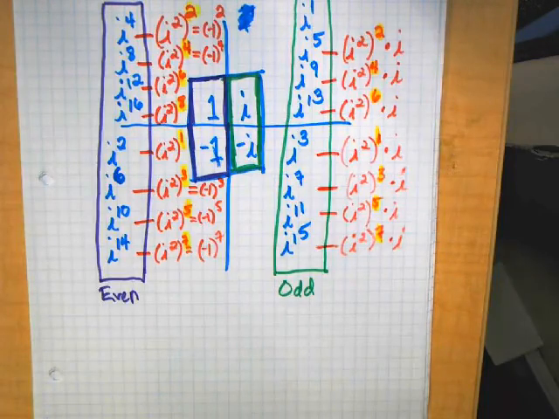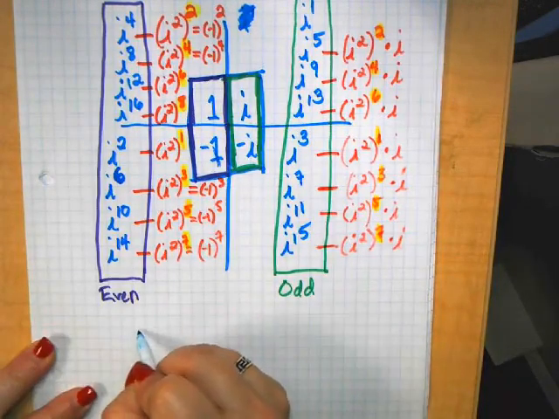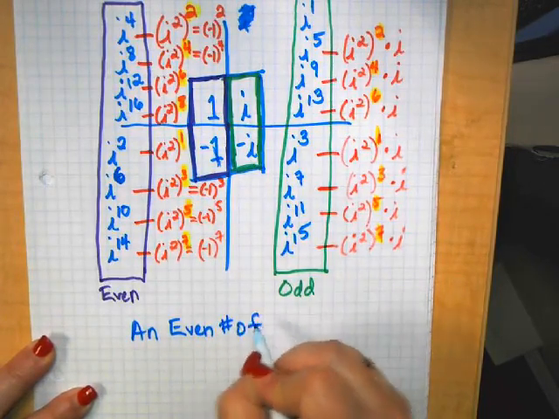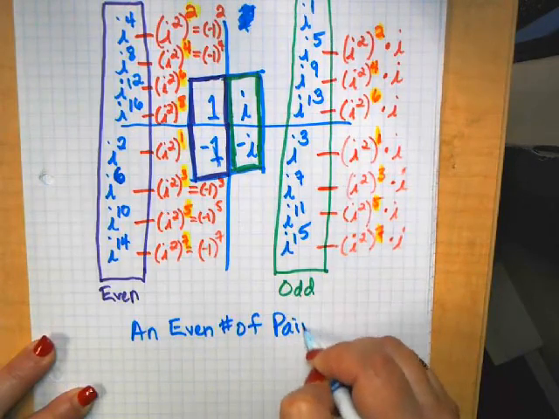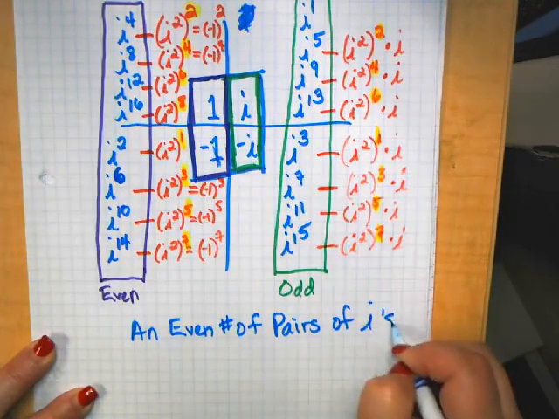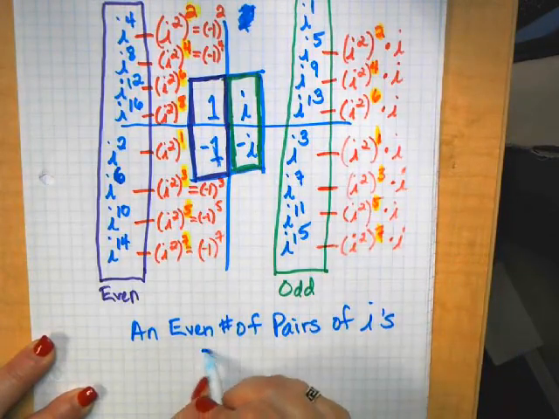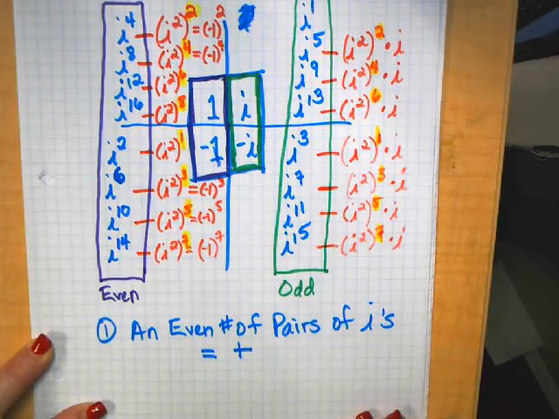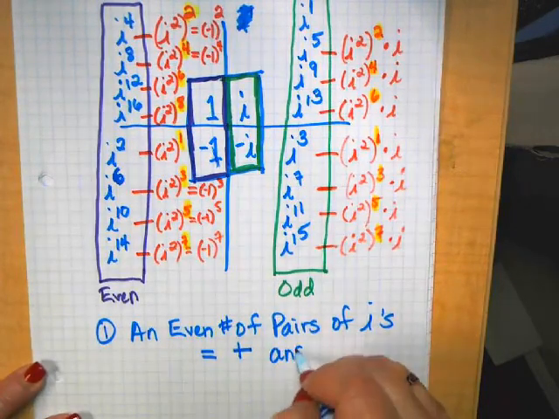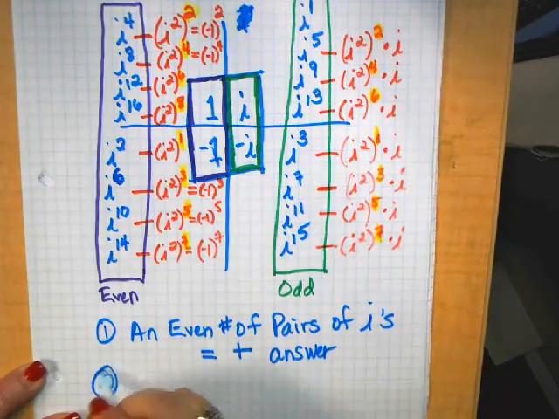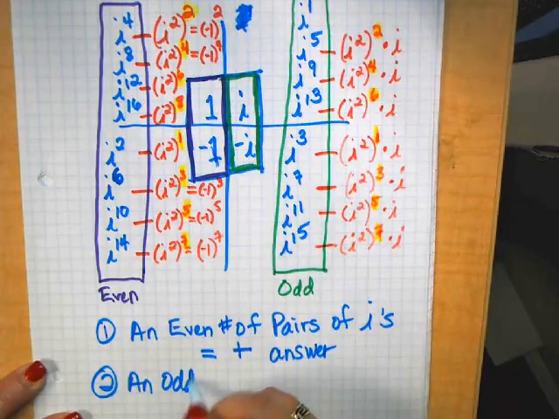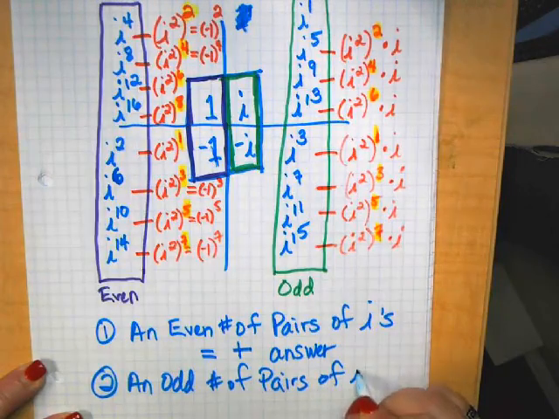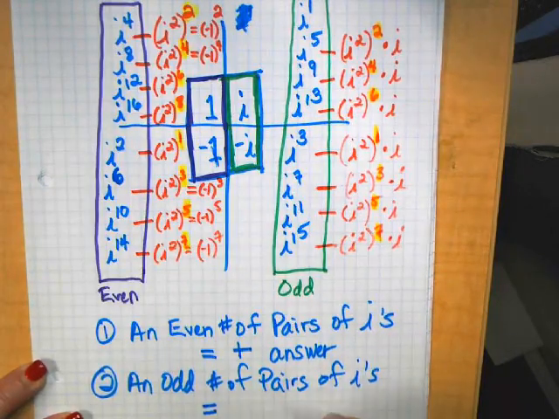An even number of pairs of i's will equal a positive answer. Okay, it will equal a positive answer. An odd number of pairs of i's will equal a negative answer.